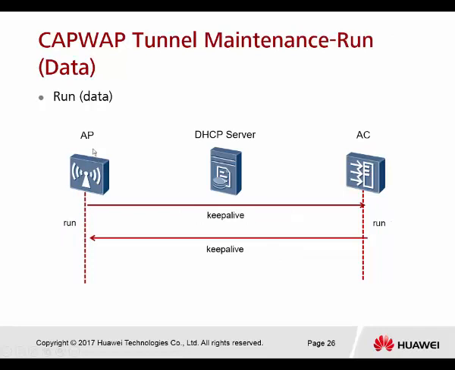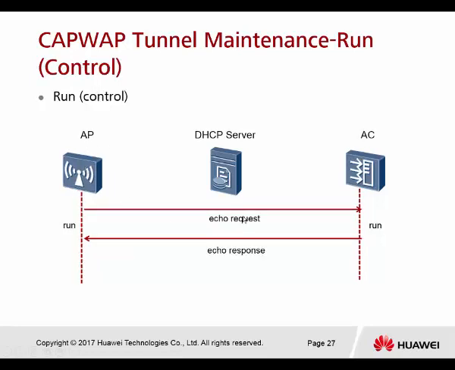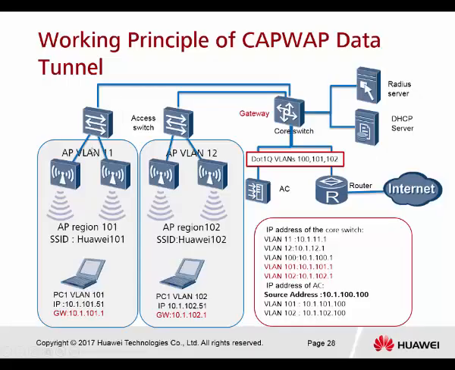In the meantime, the AP will also send keep-alive to make sure the CAPWAP tunnel is still established. The AP will keep sending the echo request to the AC to make sure the connection is alive. This is something like a ping request and ping reply. This is one of the infrastructures.